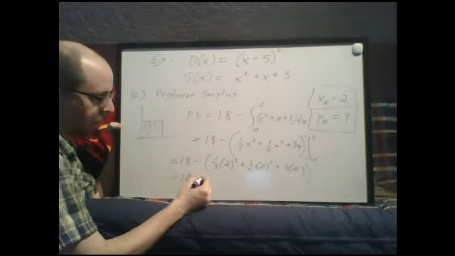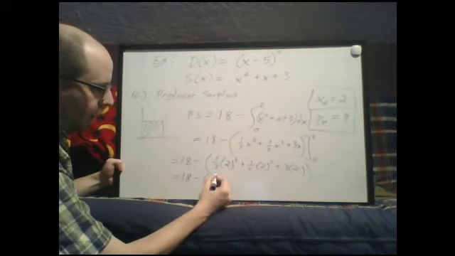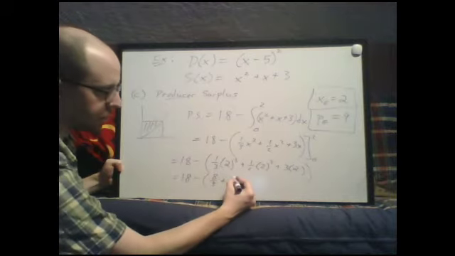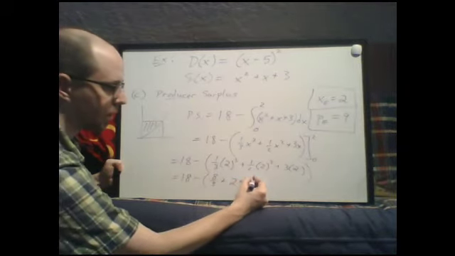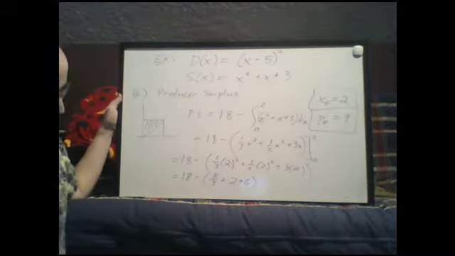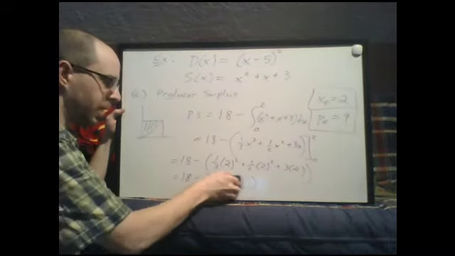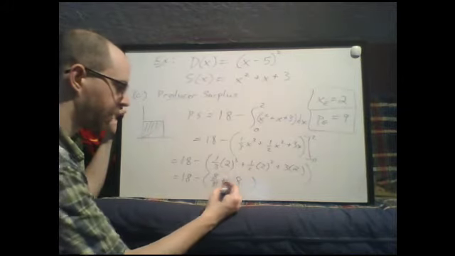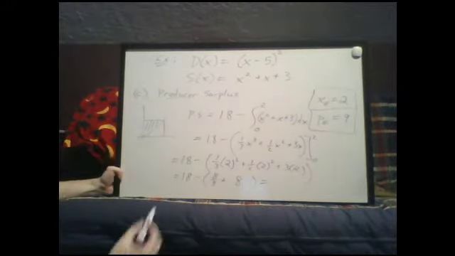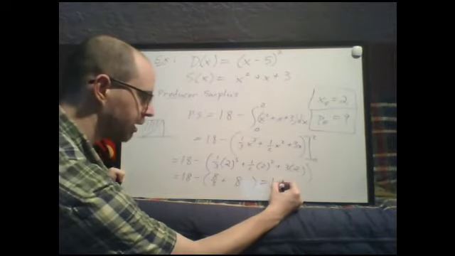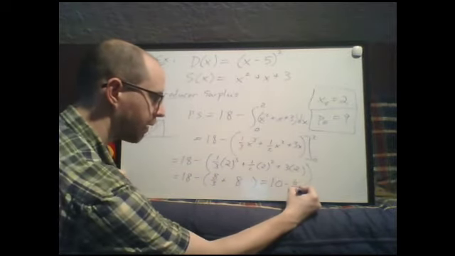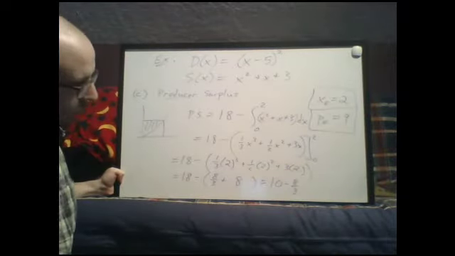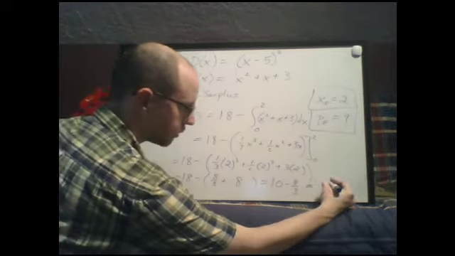So 18 minus, this is 8/3 plus 4 divided by 2 is 2, plus 6. So that's 8/3 plus 8. I guess we can make this a little bit easier. 18 minus 8 is 10. So this is 10 minus 8/3. 10 is 30/3. So this will be 22/3.